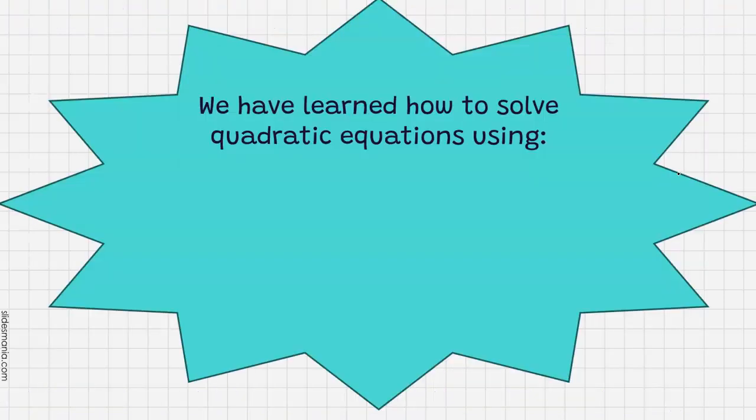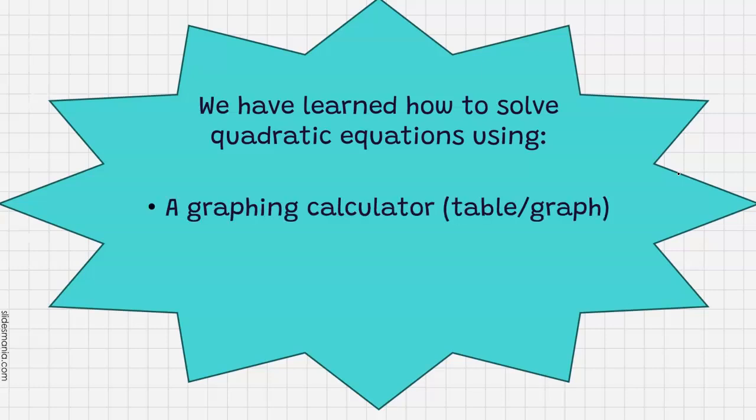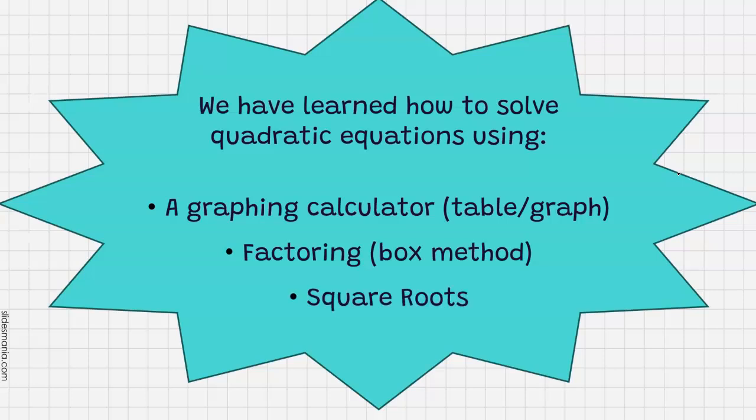Today, because it is the last section, we are going to be learning the very last method for how to solve a quadratic equation. So far, we've learned how to solve a quadratic equation by using a graphing calculator, where we use both the table and the graph to figure that out. We have used factoring, which was the box method. And then we've also used square roots, in a couple different types of problems.